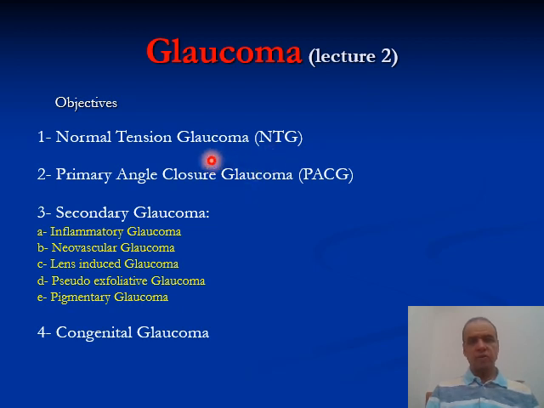Dear students, this is lecture number 2 for glaucoma. In this lecture, we are going to discuss one variant of primary open-angle glaucoma, which is normal tension glaucoma, primary angle closure glaucoma, the most important 5 types of secondary glaucoma, lastly, congenital glaucoma.